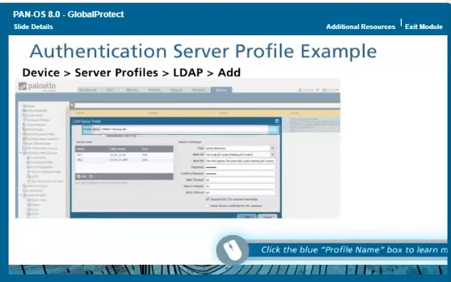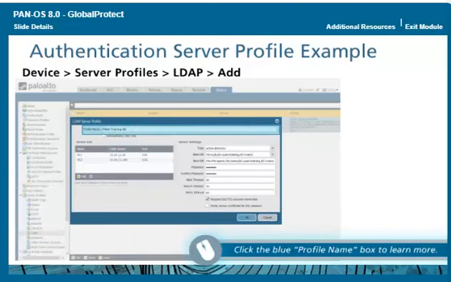GlobalProtect relies on the same system of authentication server profiles and authentication profiles as PAN-OS does with administration authentication or User-ID. 1. Create the authentication server profile. The example is used with LDAP configuration. 2. Attach to an authentication profile.